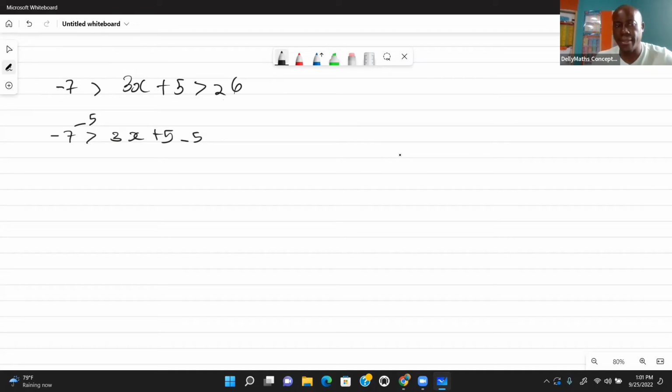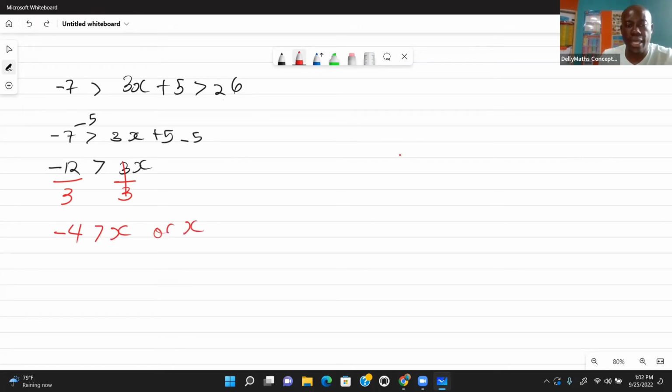I'm going to rewrite this. Negative 7 minus 5 is minus 12. We write back our symbol here, and then we have 3x, right? Because these two pieces would cancel, 0 pair becomes 0. Finally, I'll divide both sides by 3. No need to flip my sign, because I'm not dividing by a negative number. So my answer is that negative 4 is greater than x, or it should say x is less than negative 4. So that's one of the answers.